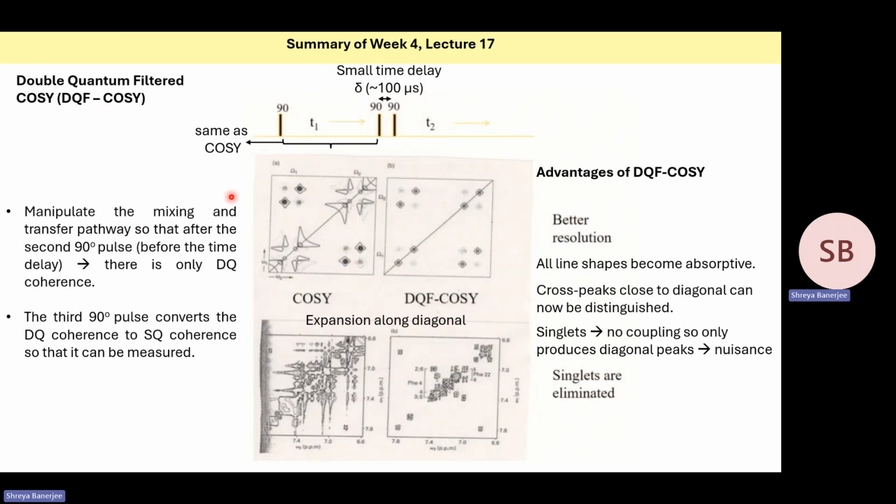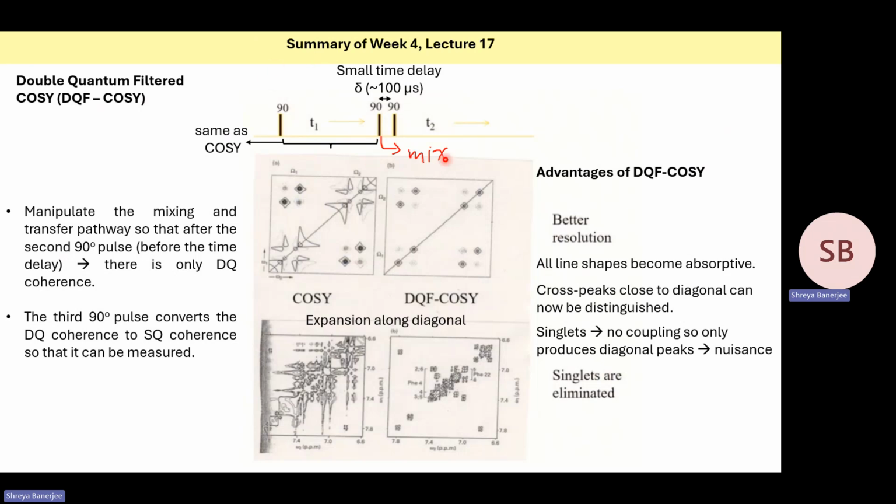Basically, what happens is that normally this second 90-degree pulse in the COSY causes mixing. That is what we saw: the transfer of magnetization from one spin to the other. So in DQF COSY, we manipulate the mixing and the transfer pathway so that after the second 90-degree pulse, only double quantum coherence is present. That is why it's called double quantum filtered COSY.